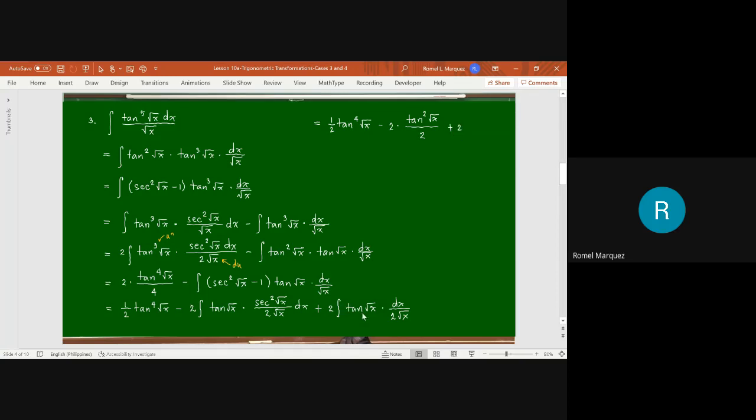Then for the third integral, so again, integral of tangent u du. What's the answer? ln of the absolute value of secant square root of x plus what? Plus c. Clear, guys? Got it? Did you get that? Tangent to the fourth square root of x minus tangent squared square root of x. So again, 1/2 tangent to the fourth square root of x minus tangent squared square root of x because 2 is cancelled out, plus 2 ln of the absolute value of secant square root of x, plus c.